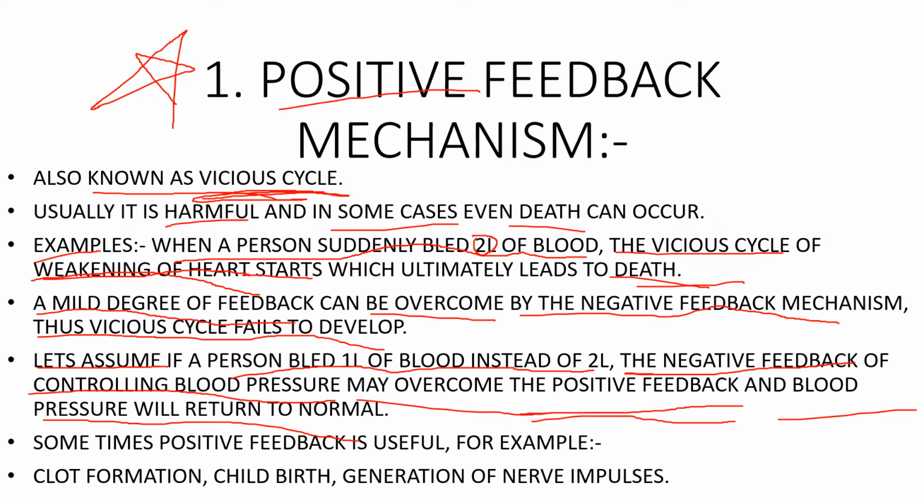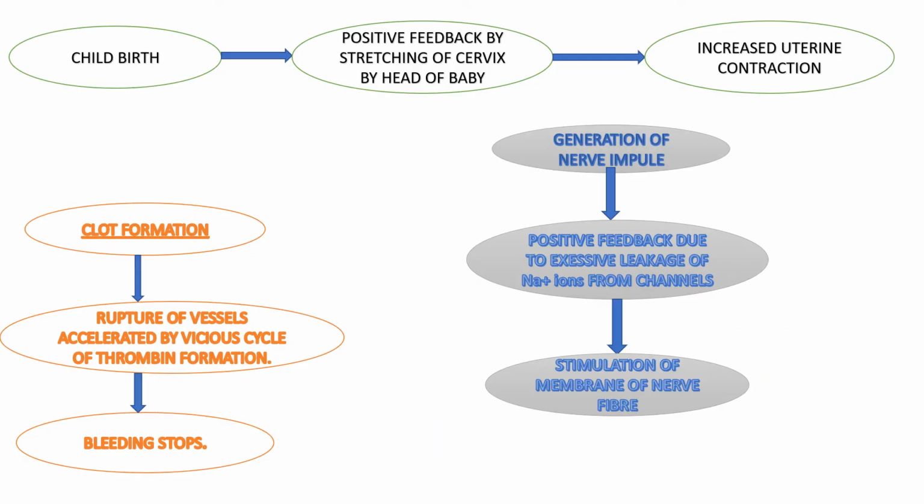Sometimes positive feedback is also useful. For example, clot formation, childbirth, generation of nerve impulses. So these are the 3 examples which we will learn in detail in the next slide. First we will learn about childbirth. Now, as we all know, what is childbirth? It is delivery of the fetus.